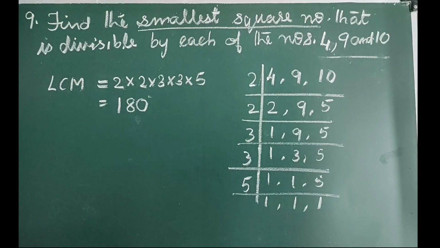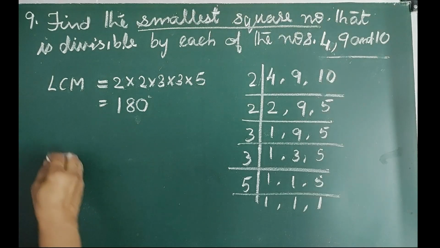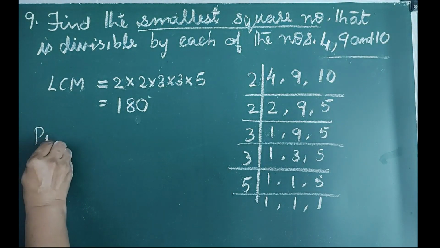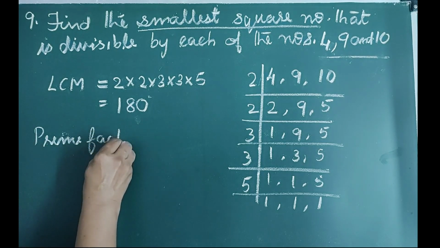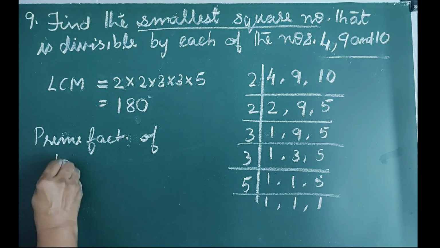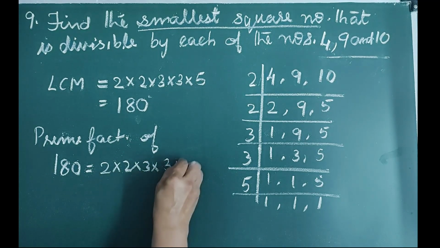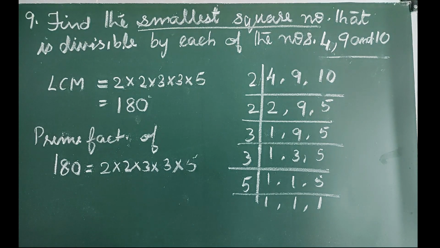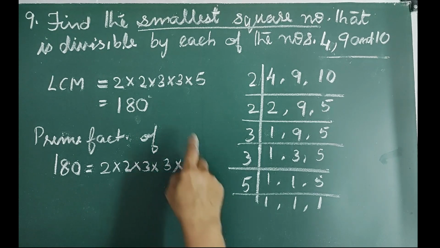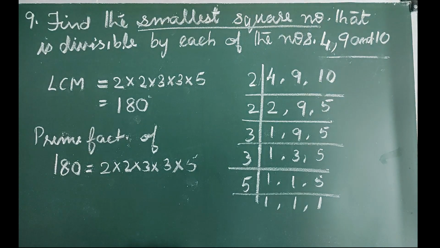Now the prime factorization of 180. Prime factorization of 180 is equal to 2 into 2 into 3 into 3 into 5. This is the prime factorization. We see that prime factor 5 is not in pair. This 2 is in pair, 3 also is in pair, but prime factor 5 is not in pair. Therefore, this 180 is not a perfect square.